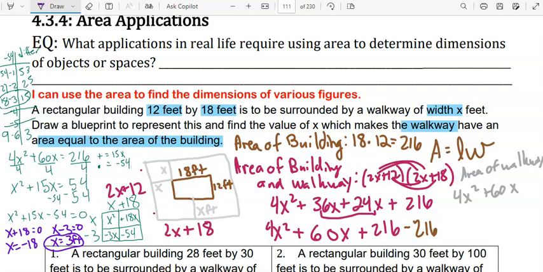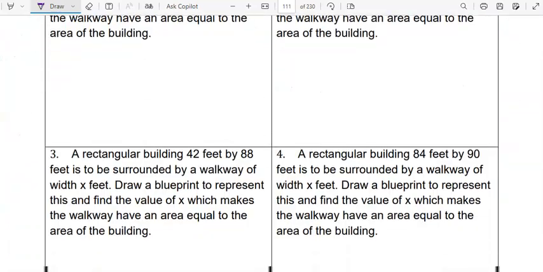Okay, try the other examples on your own.